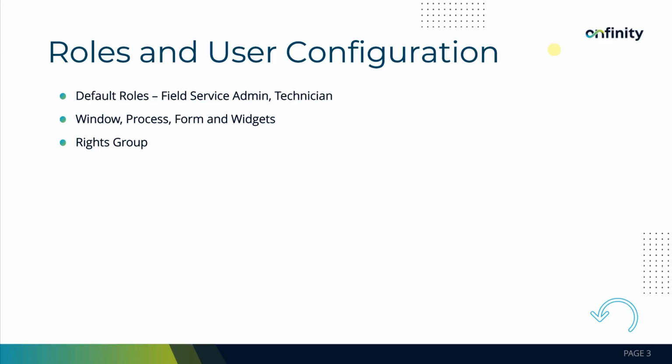On the other hand, Technician is a resource person who will perform the task at the customer site. Technician usually works on mobile application for performing the task. We will see where we can provide access to windows, forms, process, and widgets in Onfinity system in order to use field service module. At last, we will understand about the right group. Right groups are basically the default group that we have created in order to assign various roles to various windows, process, forms, and widgets in one go. Let us move to the Onfinity system now.